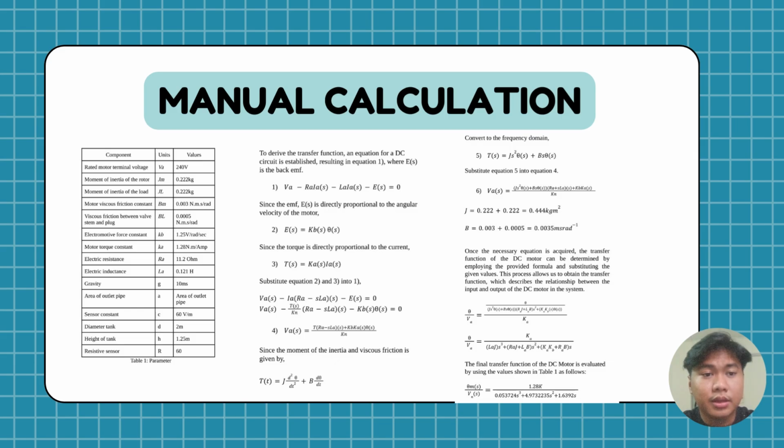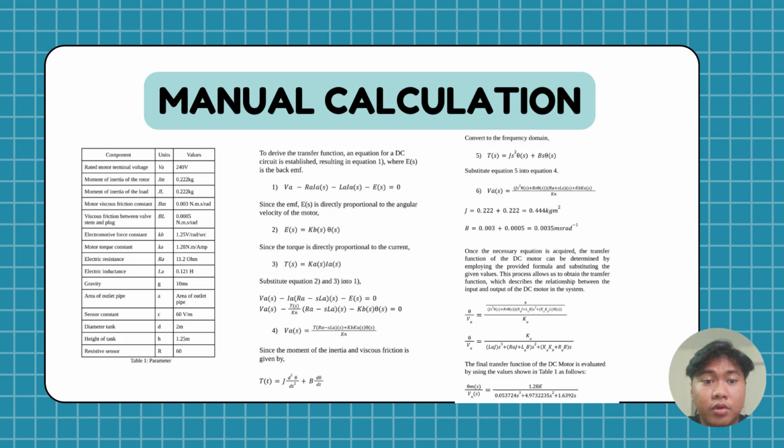As you can see, there are parameters provided which consist of VA, JM, JL, BM, BL, KB, KA, RA, LA, GA, CD, H, and R. The parameters have been given and we've put them into tables. Next is to derive the transfer function.